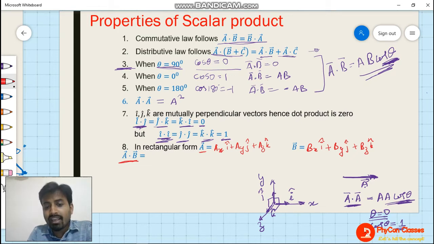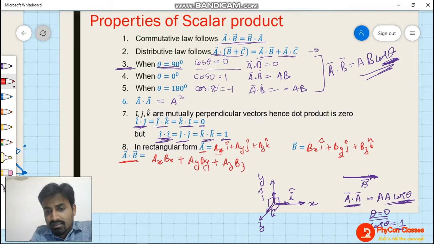But when you are multiplying ax with the by component, think of it, i dot j is going to be multiplied, that is the dot product of i and j, but the dot product of i and j is 0. So that particular component is going to become 0, and hence the final answer that we can write here is ax bx, since i dot i is 1, plus ay multiplied with by, since j dot j is 1, plus az multiplied with bz.